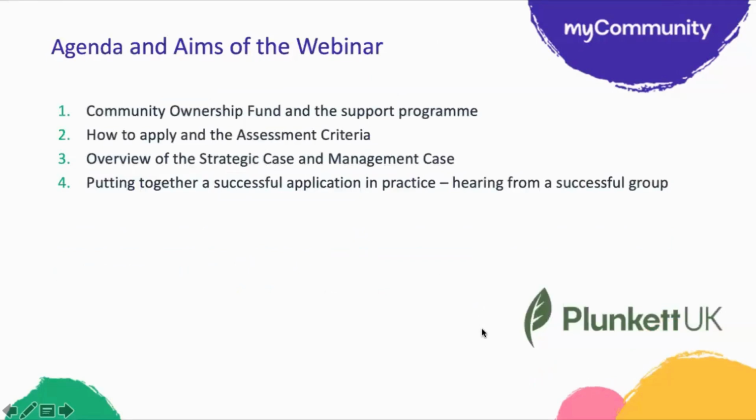Thank you. This is the agenda and aims for the webinar today. Just a quick few bullet points. The Community Ownership Fund and the support programme, how to apply and the assessment criteria, which is really important. The overview of the strategic case and the management case, which are two different parts of the application. And putting together a successful application in practice. As I said, we're going to be hearing from a successful COF grantee group later on. Next slide.